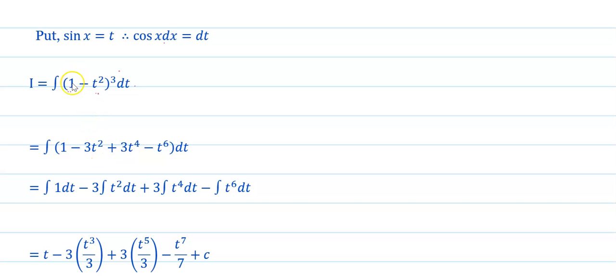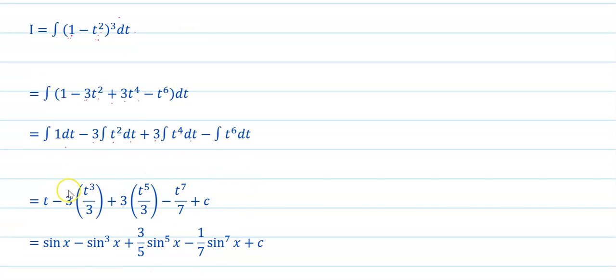Means what? a cube minus 3 a square b, that is 1 minus 3t square plus 3 a b square. Now that is the square of t square, means t raised to 4, minus cube of t square, means what? t raised to 6. And find out the integral. Integral of 1 dt, integral of, that is 3 integral t square dt, 3 integral t raised to 4 dt minus integral t raised to 6 into dt.